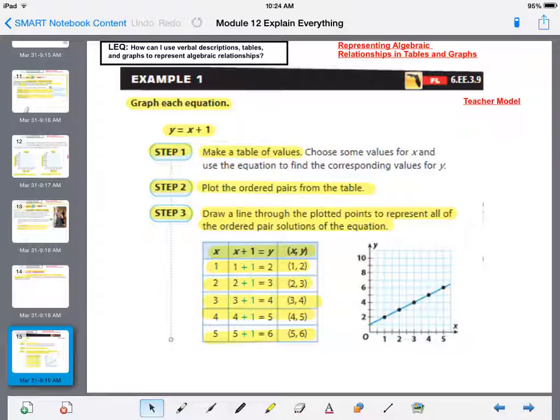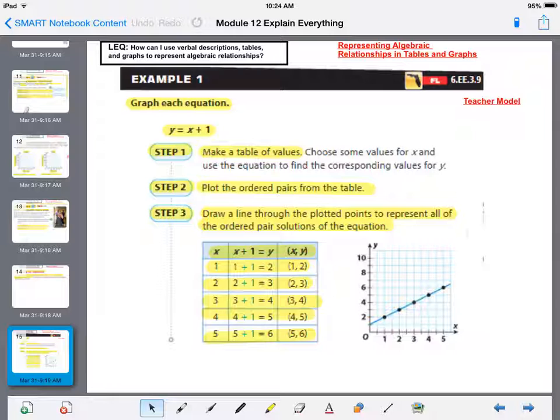When you have an equation like y equals x plus 1, your first step is to make a table of values. Remember, we talked about what your table is going to look like. It's going to include your x, your equation, x plus 1 equals y, and then that will give you your ordered pair xy. So step 2 is to plot the ordered pairs from the table. And I told you guys always start with 0. In this case, the book started with 1, and that's okay.